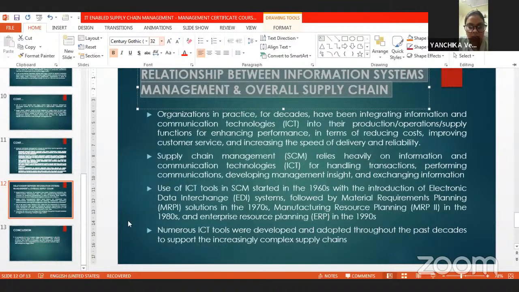Manufacturing resources planning, MRP2, in the 80s, and enterprise resource planning, ERP, in the 1990s. Numerous ICT tools were developed and adopted throughout the past decades to support the increasingly complex supply chains. Like we have done when we were talking about operations.